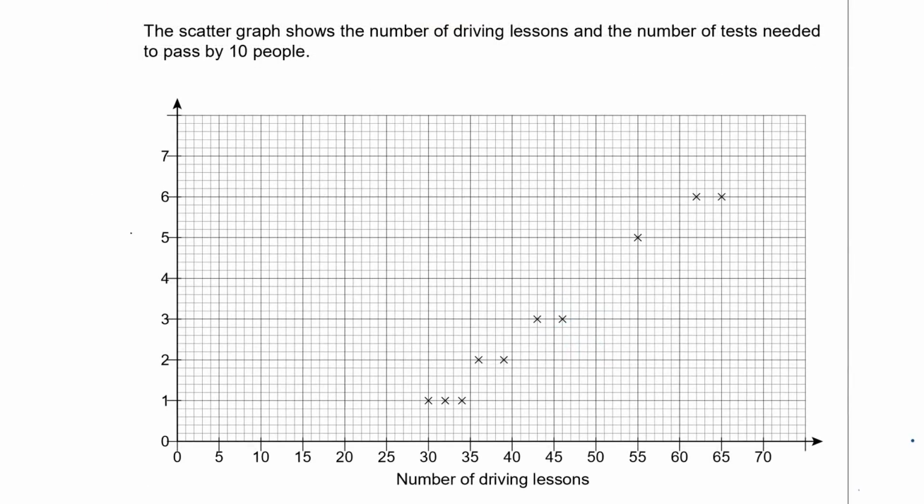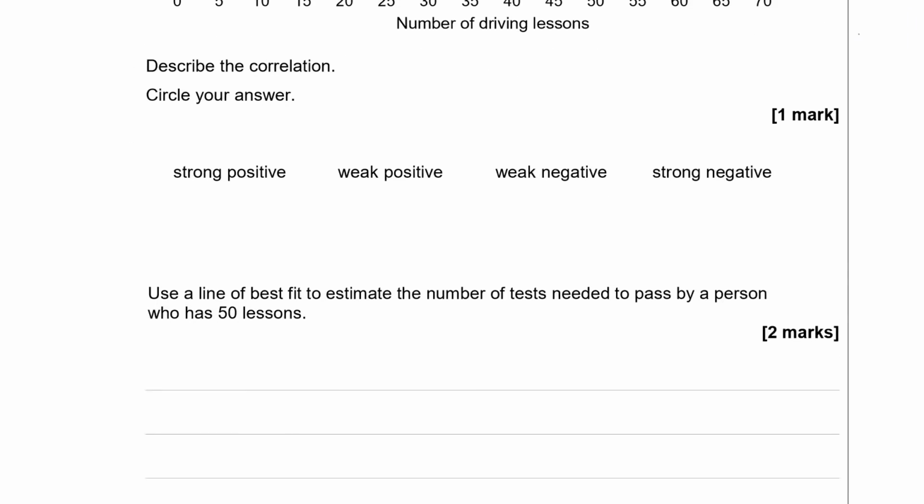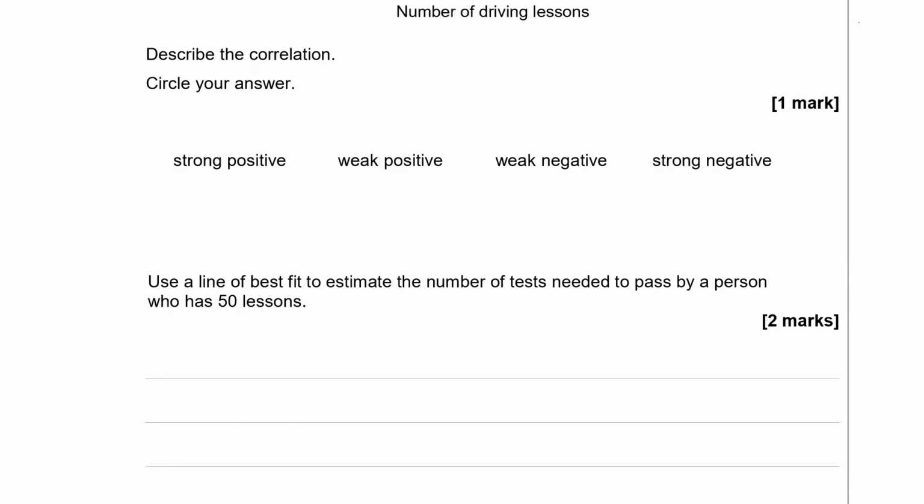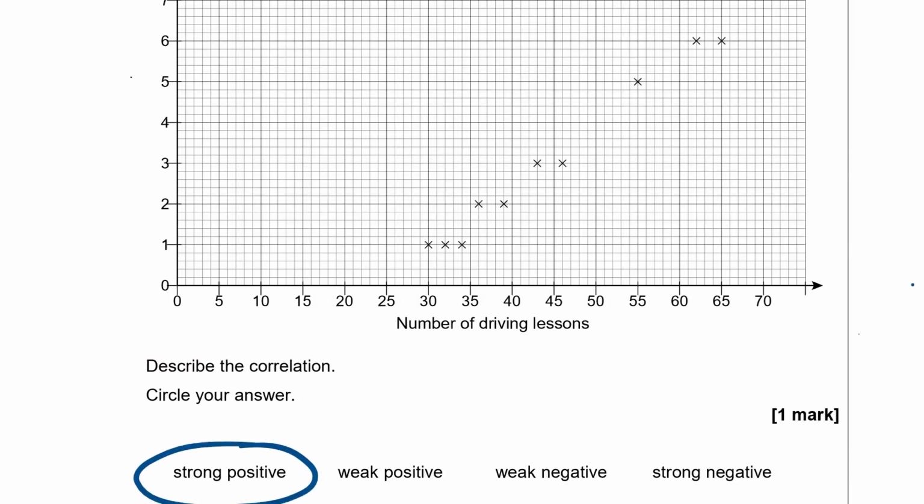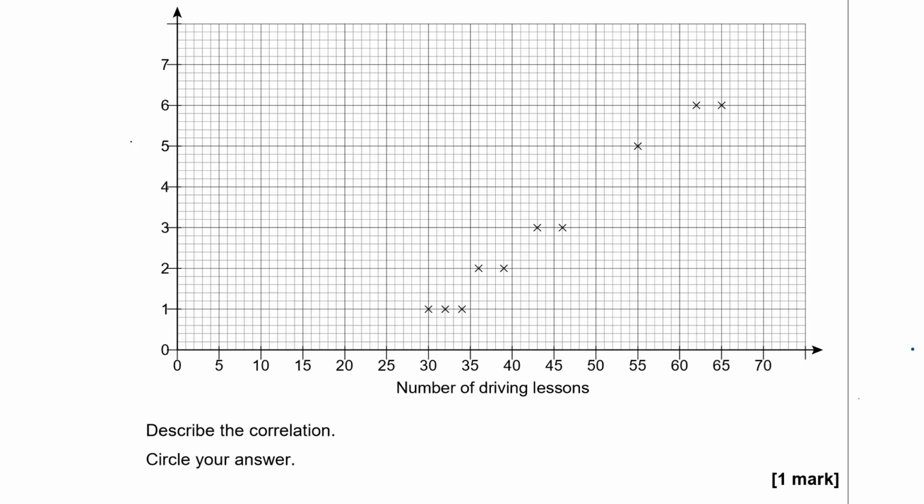So you can see from here that as the number of driving lessons is increasing up the scale, so is the number of tests. So we clearly have strong positive correlation here. Now, in the questions, we're going to be going on to ask about that. So I can already say that correlation is strong positive. And then the next part of the question says, use a line of best fit to estimate the number of tests needed to pass by a person who has 50 lessons. So we're going to need to come back and put a line of best fit on this graph.